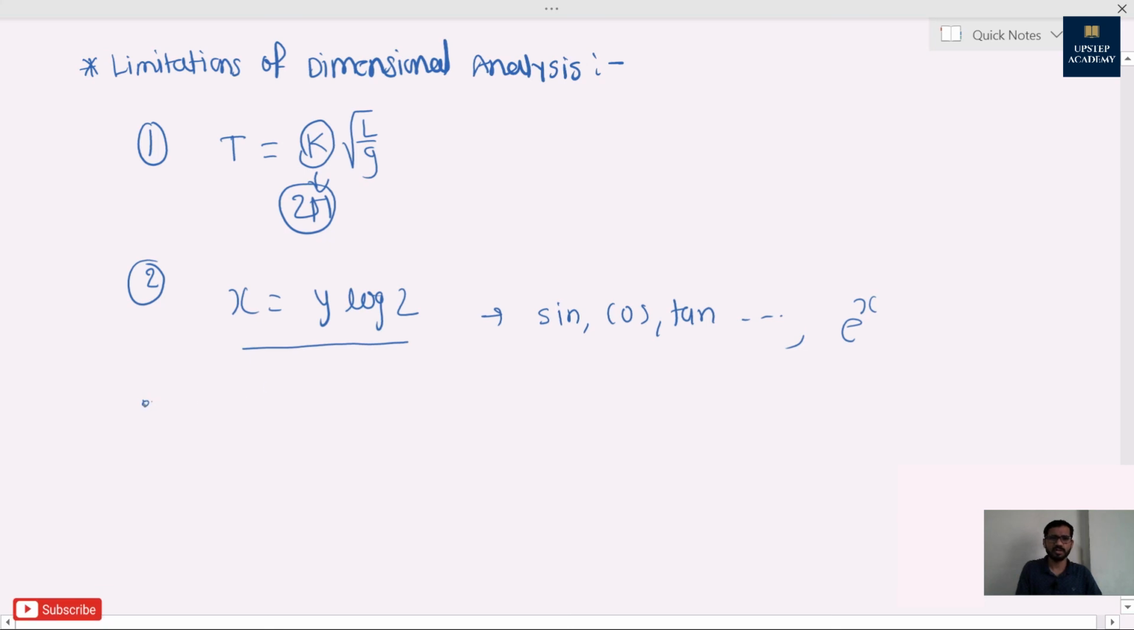Let's go for third limitation of dimensional analysis. Okay, to see what is third limitation of dimensional analysis, let's consider one formula. Force of attraction between any two bodies is equal to G m1 m2 upon d square. m1 and m2 are the masses of these two bodies and d is the distance between these two bodies. This F is the force of attraction between these two bodies.